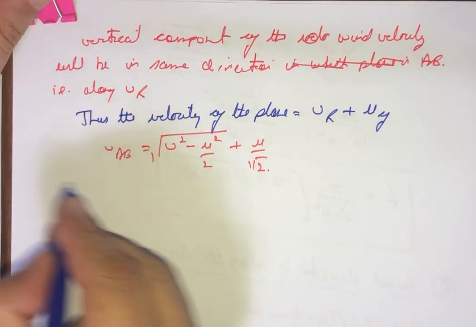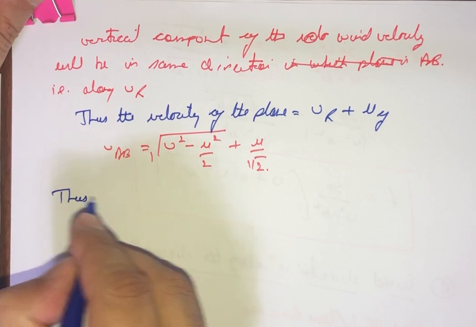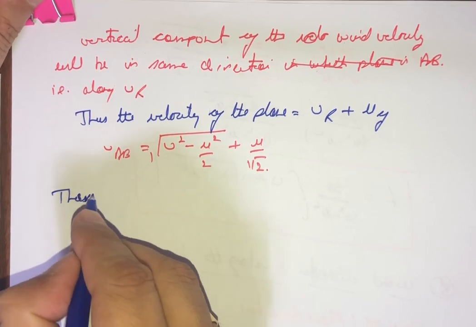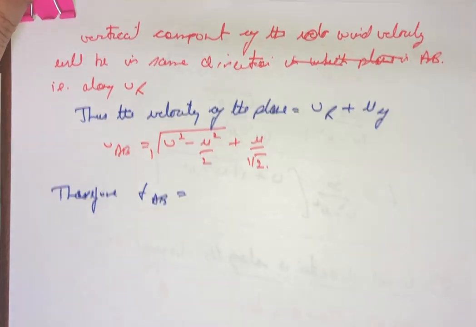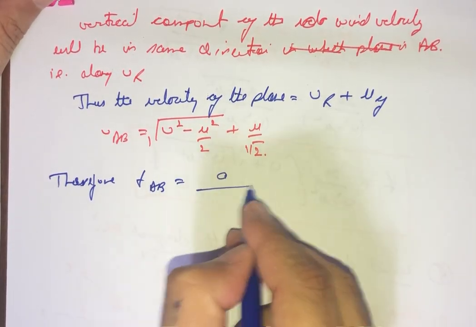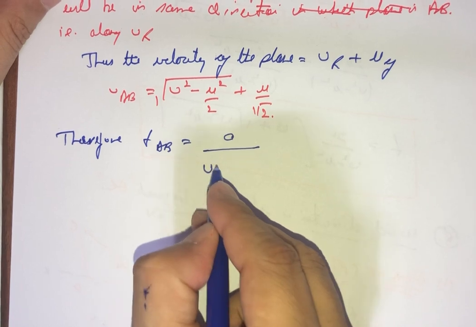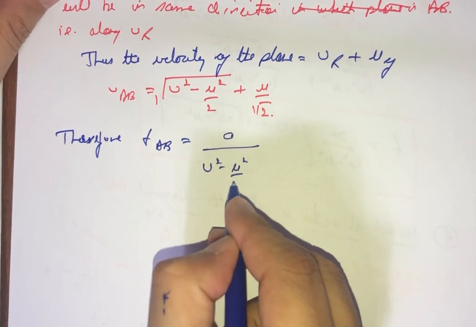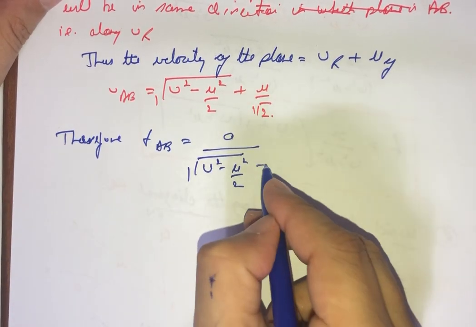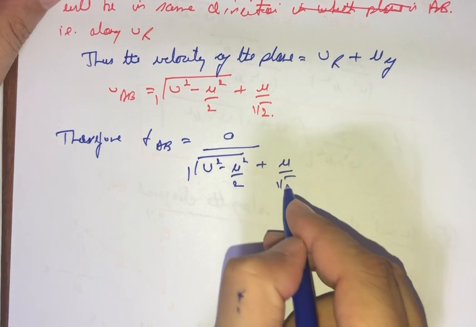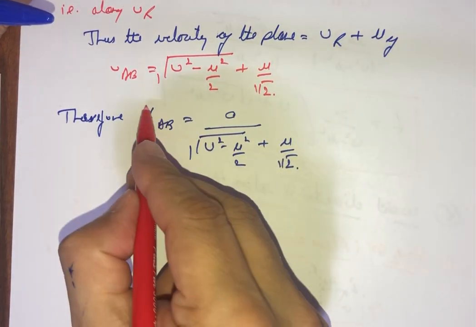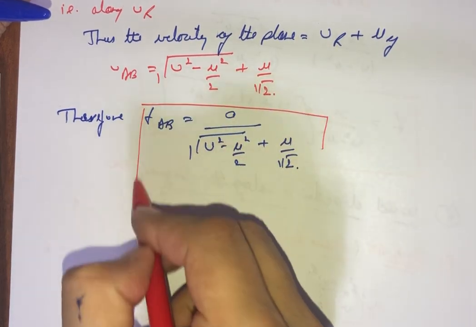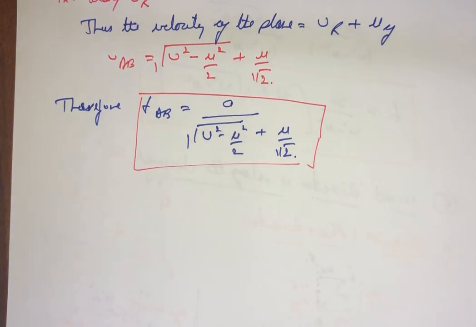Okay, thus the time. Therefore, TAB will be equal to A divided by square root of V square minus U square divided by 2, plus U divided by square root of 2. I don't think there is any need to number the equation. Okay, it's crystal clear.